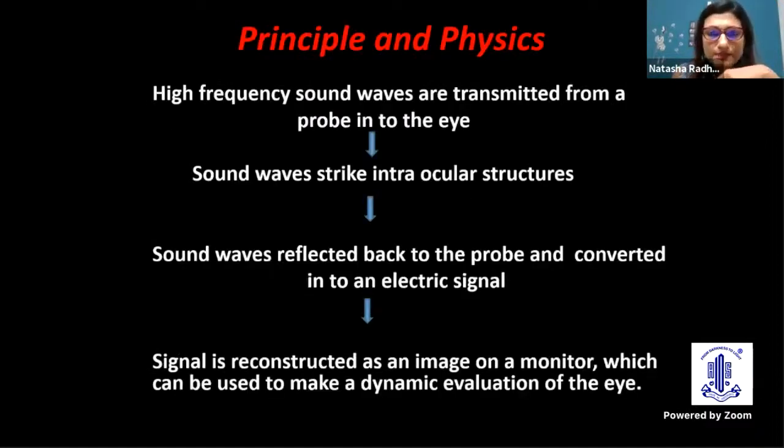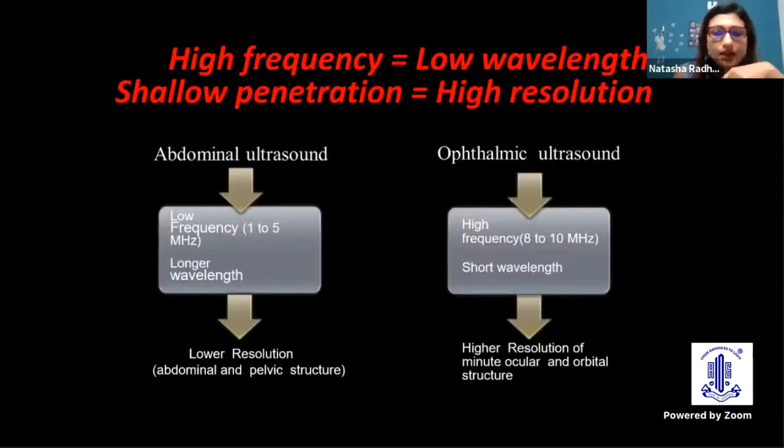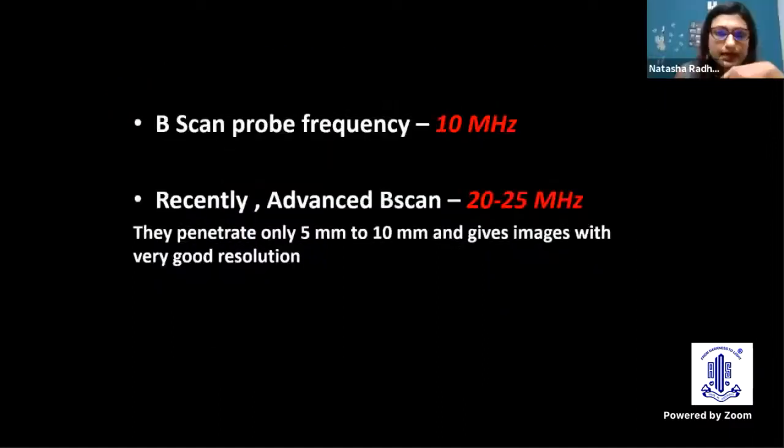Now, you need to know a little bit about the physics before you interpret it. That is, the high frequency sound waves are transmitted from a probe into the eye. The sound waves strike the structures, and that is reflected back into the probe, converted into an electrical signal, and this is reconstructed as an image on a monitor, which can be used to make a dynamic evaluation of the eye. In ophthalmic ultrasound, we use high frequency short wavelength ultrasound that gives you higher resolution of the minute ocular and orbital structure as compared to the low frequency of an abdominal ultrasound.